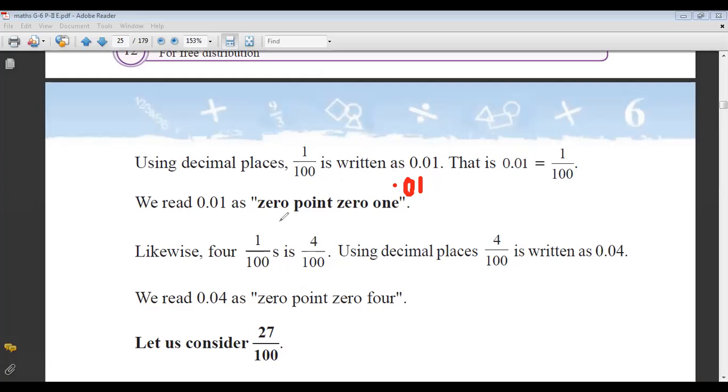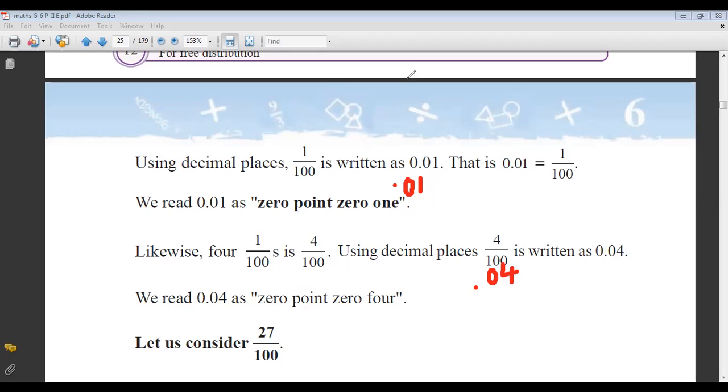So how are we going to read it? 0.01. Likewise, 4 out of 100. Using decimal places, how is 4 out of 100 written? 2 zeros are there, that means 2 decimal places. Then we have to write 4 here. Then 1 decimal place here. To make it 2 decimal places, you write 0 here and put the point here. Then 0.04. I have to write it like this: 0.04.